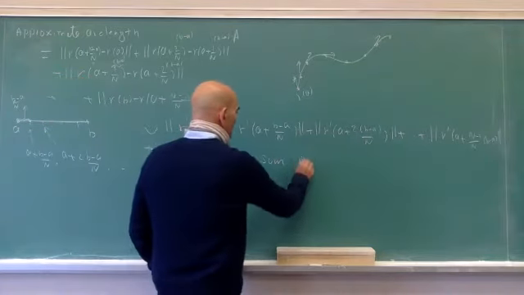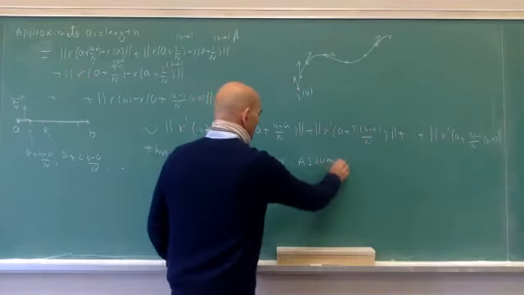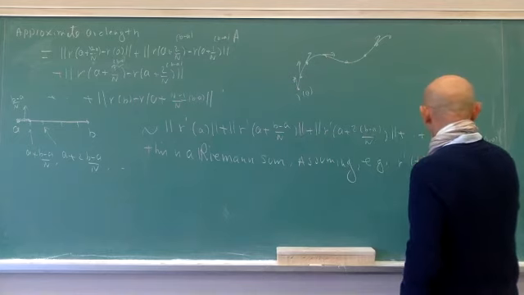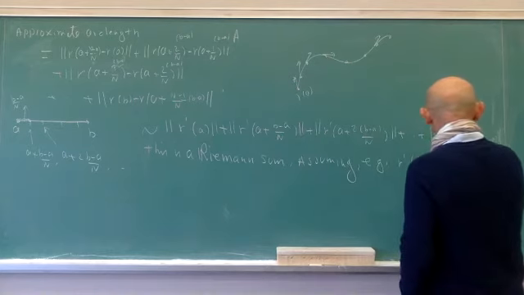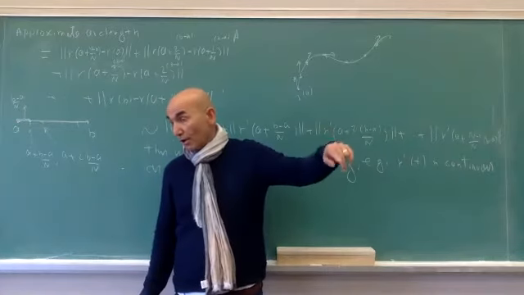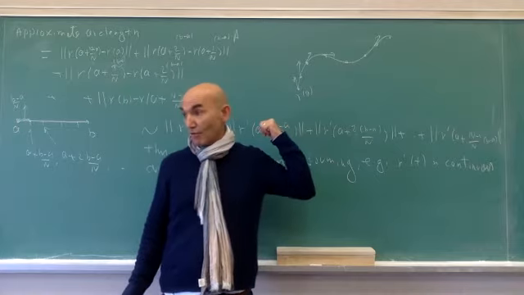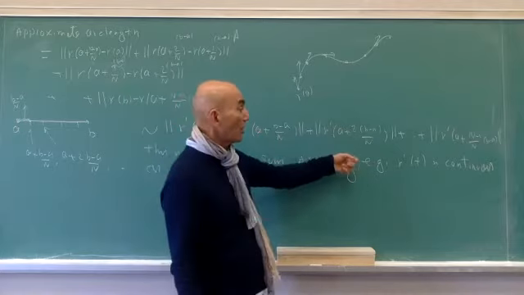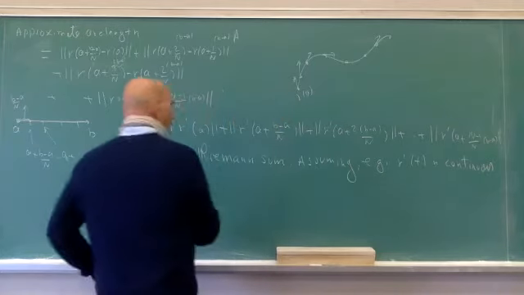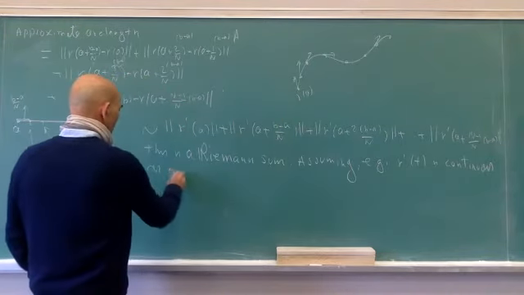So assuming, e.g., r prime of t is continuous as a function of t. Remember, I'm saying r prime of t. I'm not saying r. For r, I already used the continuity. I'm actually using differentiability of r. So I'm using that r prime of t is continuous as a function of t.